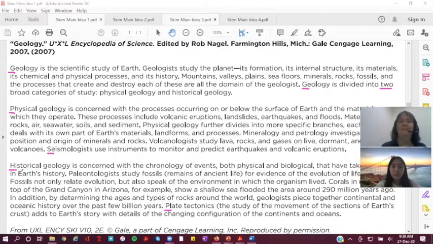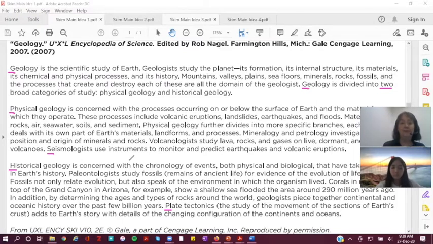Okay. And if we just glance at the next two paragraphs, what do you see already? I see that the author is already going deeper into the concept of physical and historical geology, and they're exploring it way more. Yeah. Exactly. So you know right away what the passage is going to tell you. You're going to learn about physical geology and historical geology.